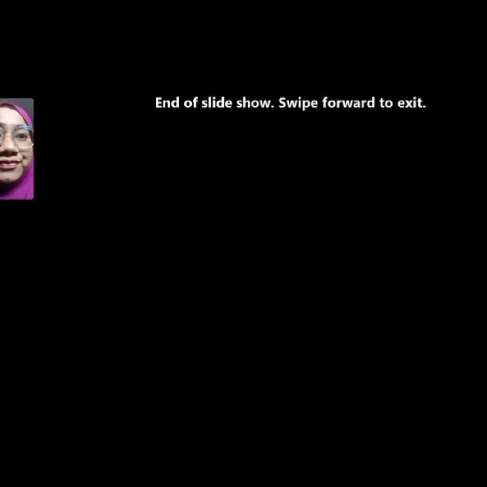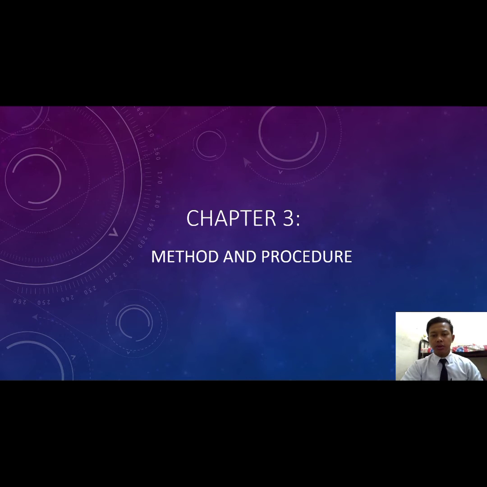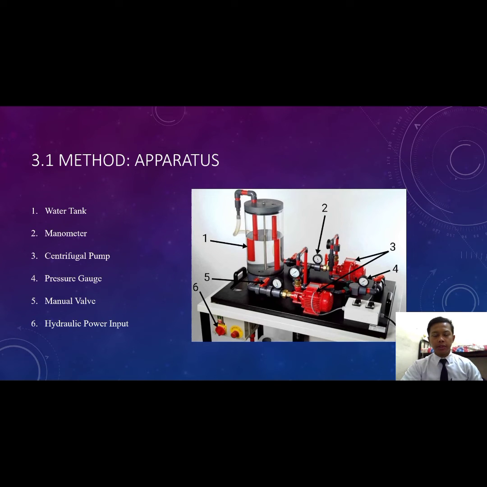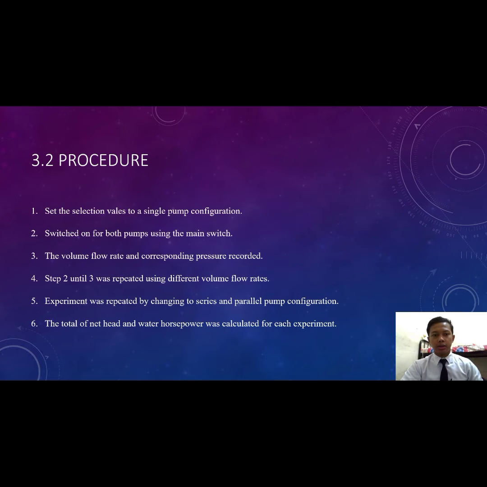Thank you. So I will continue with chapter 3, which is method and procedure. For the apparatus, we have a water tank, manometer, centrifugal pump, pressure gauge, manual valve, and hydraulic power input. Next, we go to the procedure.